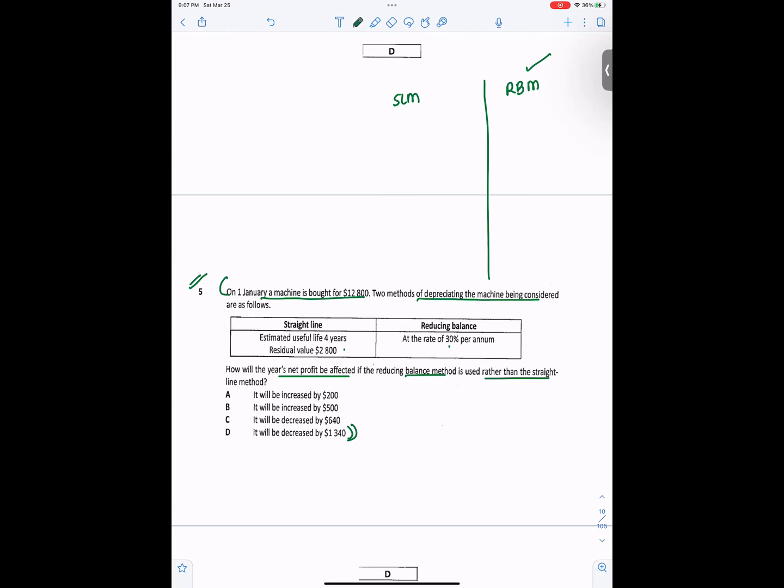Let's see. In the straight line method, what is the cost? 12,800. Residual value? 2,800. And it's spread over 4 years. So what is the depreciation per year? 2,500. The depreciation for year 1 will be 2,500. And the depreciation as per the reducing balance method for year 1 will be how much? 30% of 12,800, no?